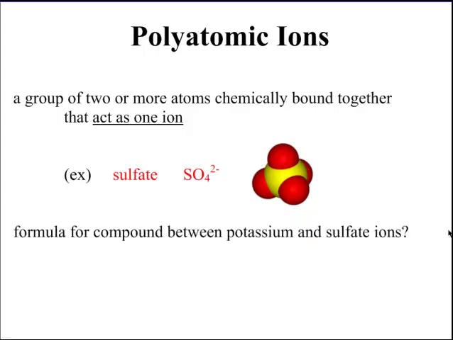For example, to write the formula for the compound between potassium and sulfate, we're going to use crisscrossing the same as we did before. The understood number 1 charge of potassium will be the subscript of sulfate, and the number 2 from sulfate will become the subscript over here, giving us the formula K2SO4.